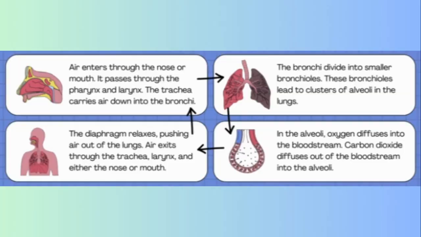So let's see an overview of this respiratory process. Correct. So first, what happened? Air enters through the nose or mouth and then passes through the pharynx and larynx. The trachea carries the air down into the bronchi. Then what happened? The bronchi divide into smaller bronchioles. These bronchioles lead to a cluster of alveoli in the lungs. Then in the alveoli, what happened? Oxygen diffuses into the bloodstream, and carbon dioxide diffuses out of the bloodstream into the alveoli.